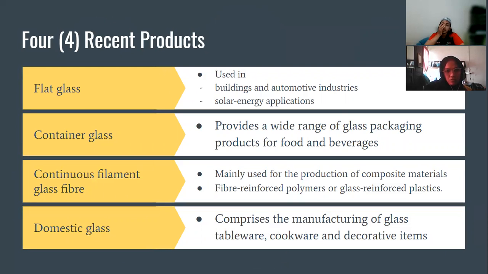So for the products, we will continue. Okay, I will explain about the four main products in the glass industry. What we have in the glass industry now is flat glass, container glass, continuous filament glass fiber, and domestic glass.